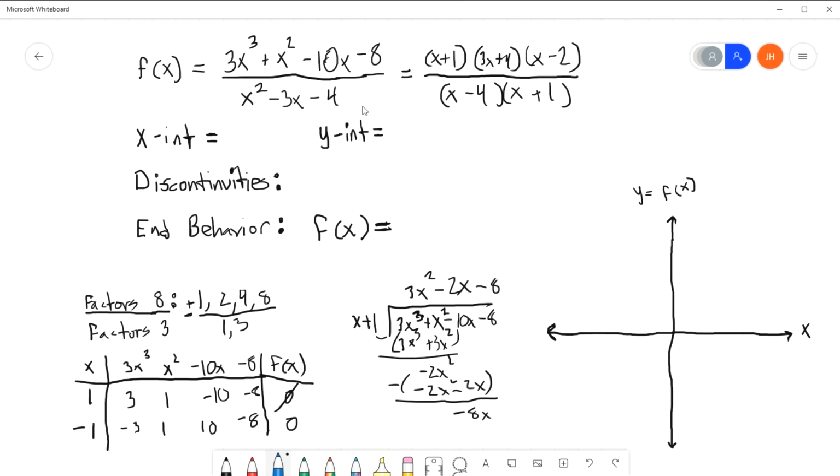My x-intercepts are negative 1. It's just whenever the top part equals 0, right? It's the zeros of the numerator. That'd be negative 4/3 and 2. Okay. How about the y-intercept? How do I solve for y-intercept? It's when you plug in 0 for x. If I plug in 0 for x here, the top part would just be negative 8. The bottom part would be negative 4. What's negative 8 divided by negative 4? 2.